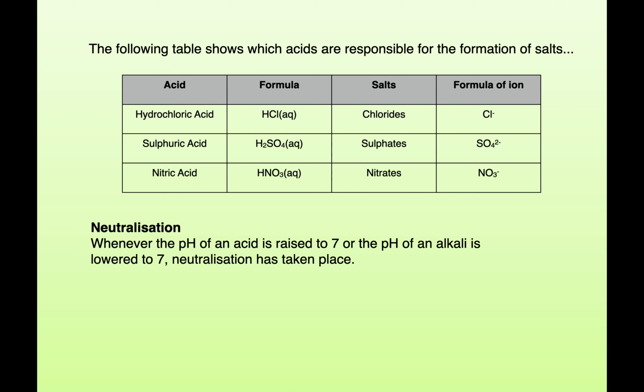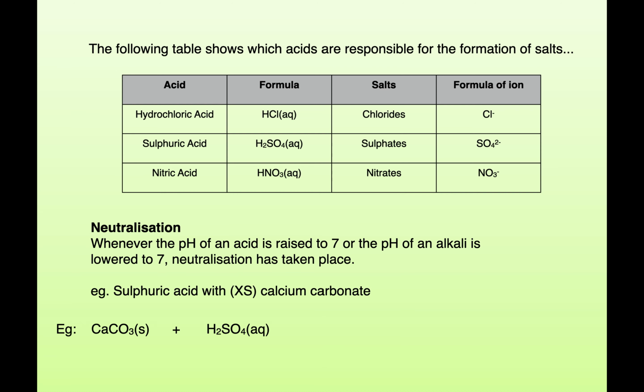Neutralization, remember, if you've got an acid, if you increase the pH to 7, or if you've got an alkali and you decrease the pH to 7, then we say that the acid or the alkali have been neutralized. For example, sulfuric acid with excess calcium carbonate. Let's have a look at the reaction, see what you think. You can have a go.